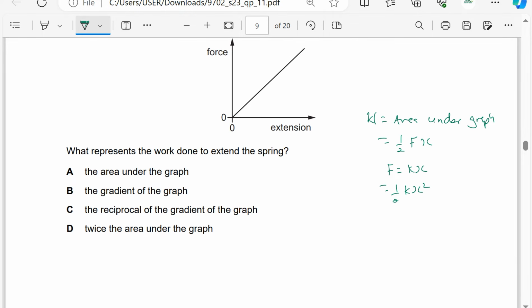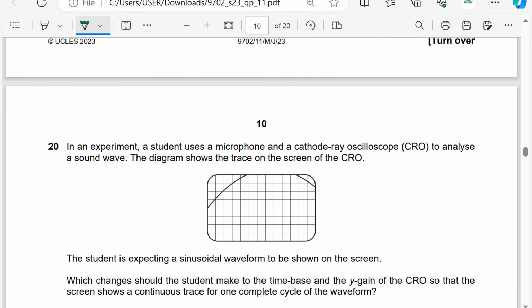So let's check what is given. The area under the graph. I think the answer is A without wasting time. The gradient, that is not true. The gradient would be the constant k. The reciprocal of the gradient, that's not true. Twice the area, that's not true. The answer is A.